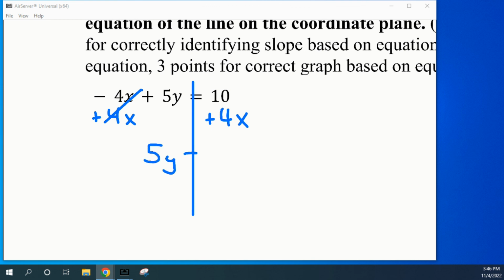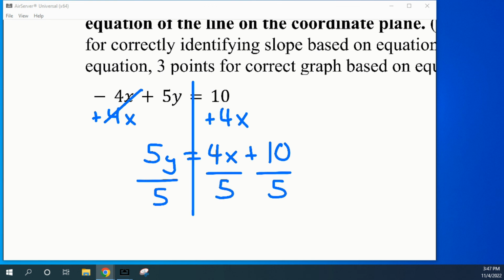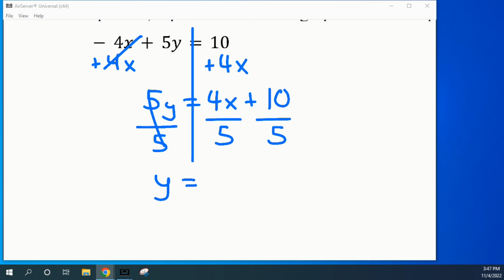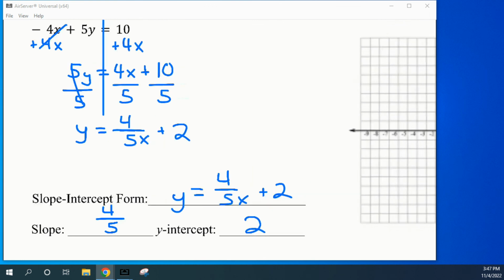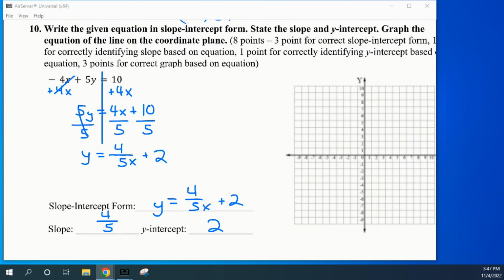5y comes down. 4x is there. You cannot combine that with the 10, so you leave them both. Divide both sides by 5, and divide everything on the right side by 5. Y equals 4/5 x plus 2. That's my slope-intercept form. My slope is 4/5. My y-intercept is 2. That gives us everything we need to graph.